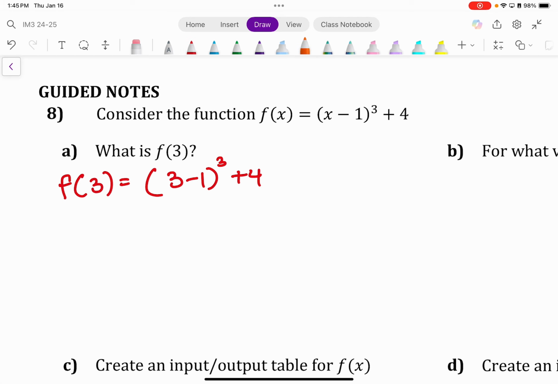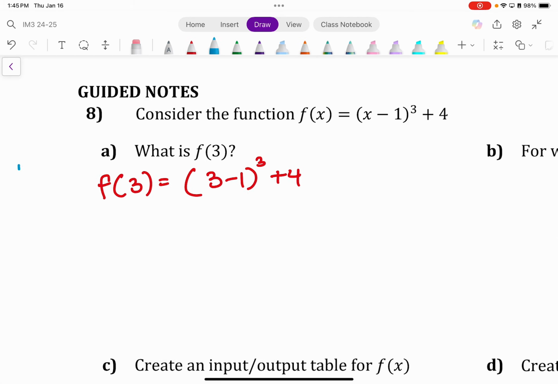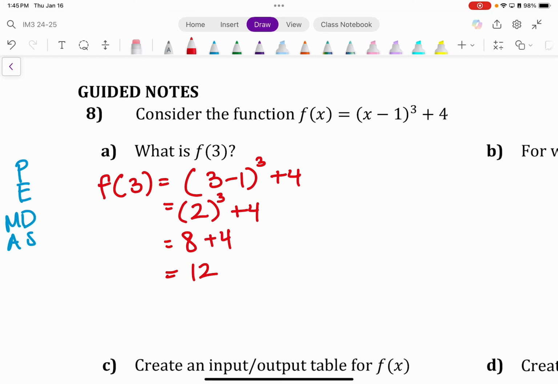To solve this, make sure that you are following order of operations. That's going to be PEMDAS. That's going to require us to start by simplifying the inside of the parentheses, which is 3 minus 1. So 3 minus 1 is equal to 2. We get 2 to the third power plus 4. 2 to the third power, what is that equal to? Raising your hand. Jacob. 8. So 2 to the third is 8. 8 plus 4 is going to give you a total of 12. So we find that f of 3 is 12.